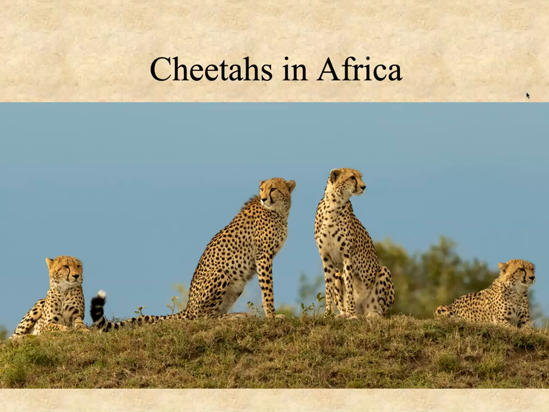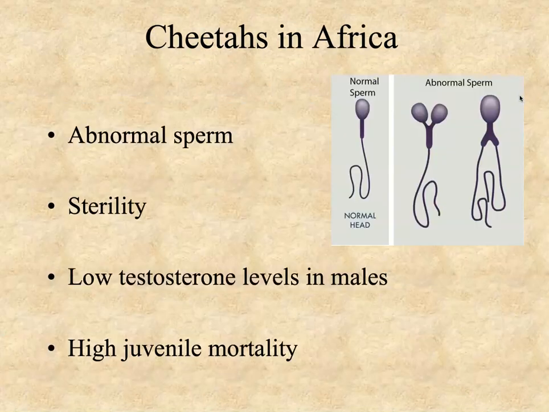Well, these cheetahs are so closely related that they don't reject tissues from one another, which indicates a high degree of inbreeding. Well, what are the consequences of that in the cheetah population? You get abnormal sperm. And so you might end up with a sperm cell that has 2 heads, or you might end up with a sperm cell with 2 tails. And abnormal sperm is associated with sterility. Another consequence of inbreeding is low testosterone levels in males. And of course, since negative traits tend to be expressed with inbreeding, you get high juvenile mortality.